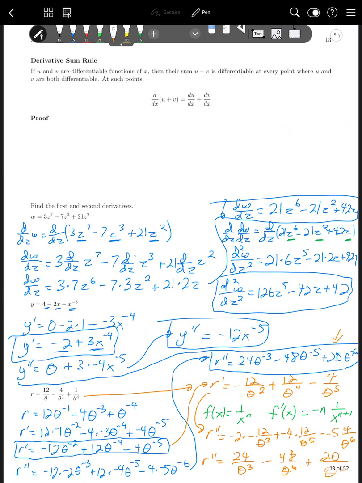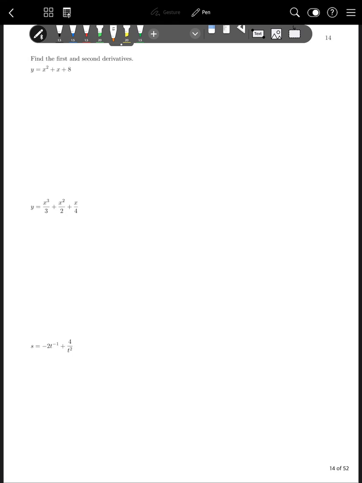Okay. So at this point, what I'd like you to do is flip to this next page, pause the video for a second, and try doing these three problems here. So find the first and second derivative for these three. Okay, so now that you've had a chance to try them, let's just run through them together.